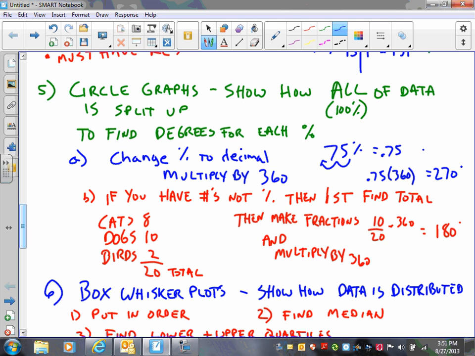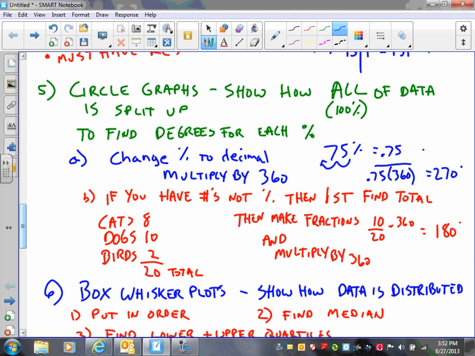So if I have 75%, I change that to 0.75. Then I multiply it by 360 because there are 360 degrees in one circle. 0.75 times 360 gives me 270. So that would be an angle that looks like 3/4 of a circle.